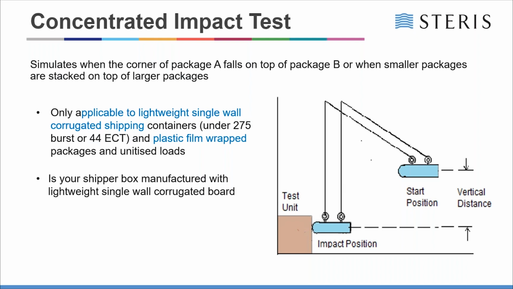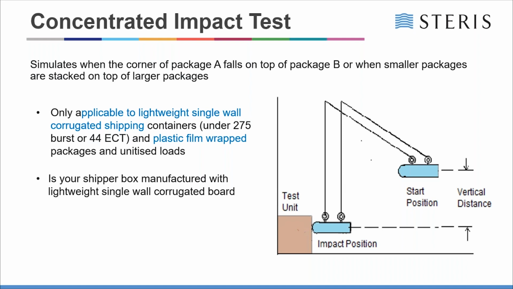It's only applicable currently under the standards, which may change, if your corrugated board has a burst strength of less than 275 pounds per square inch, or an edge crush test value of less than 44 pounds per square inch. It's applicable also for plastic wrapped product or packages, and also for unitized loads, the likes of palletized product.